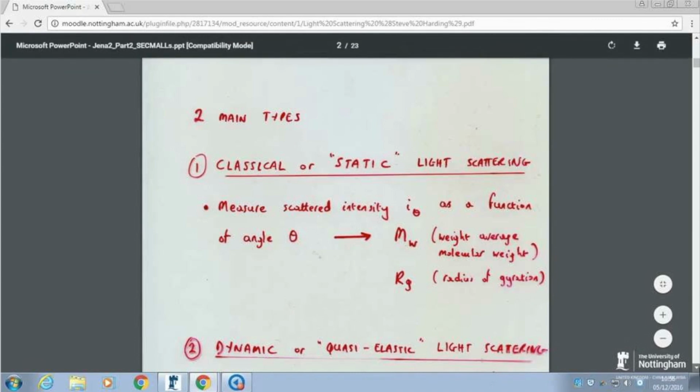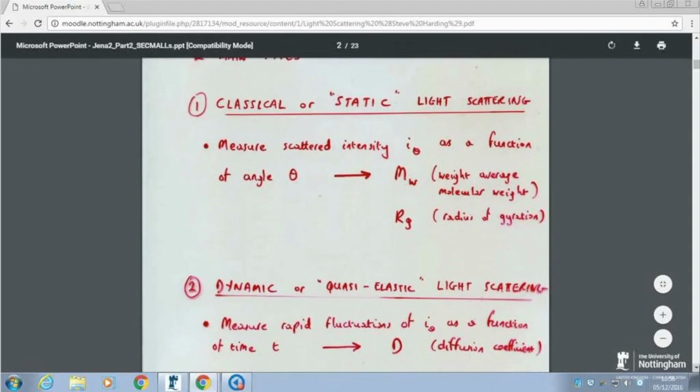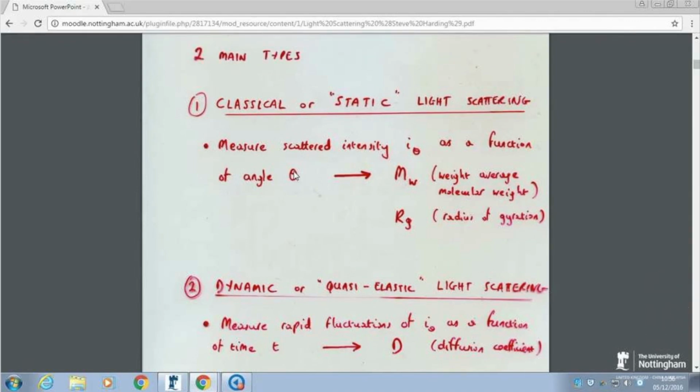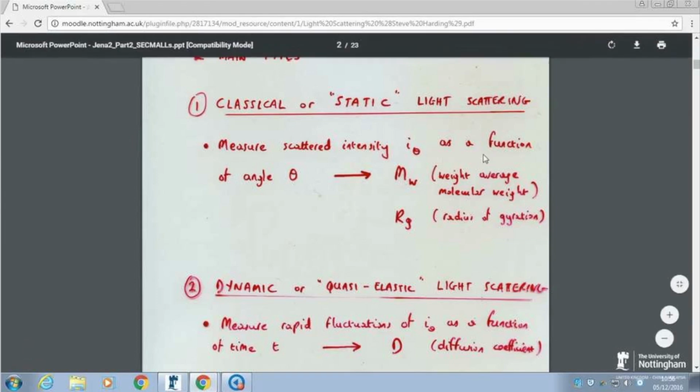Right, so there are two main types of light scattering. One is so-called classical light scattering, where you measure the scattered intensity I theta as a function of scattering angle theta. And from the way the intensity changes with angle, we can get information like the weight average molecular weight.